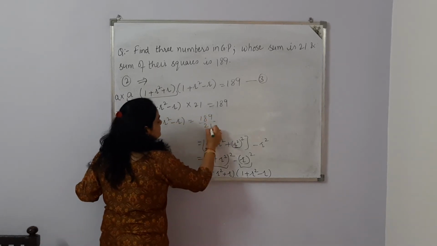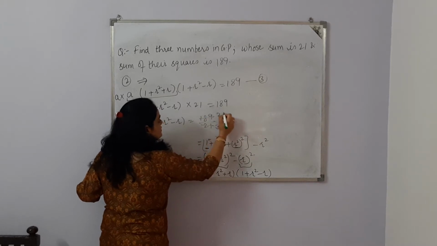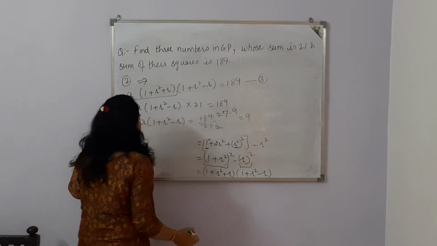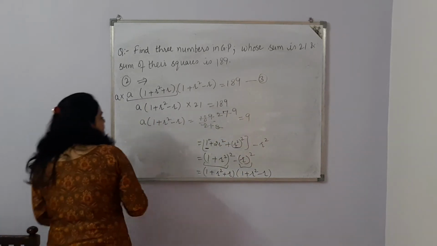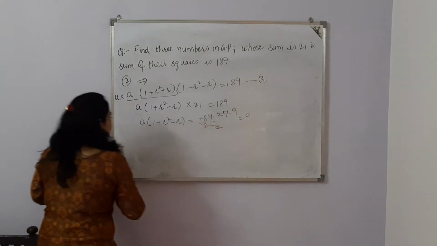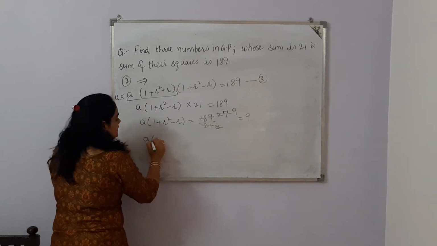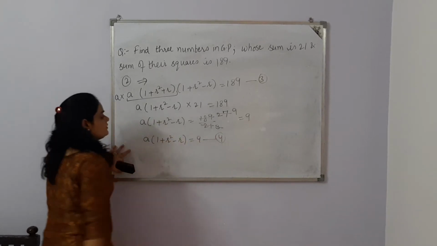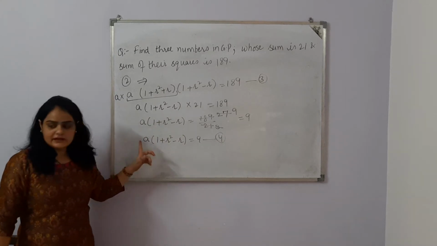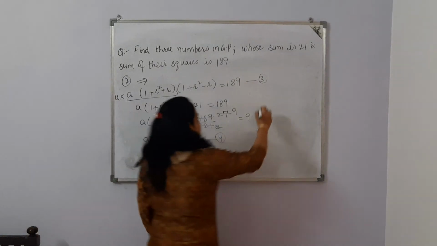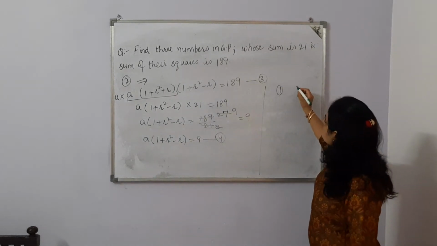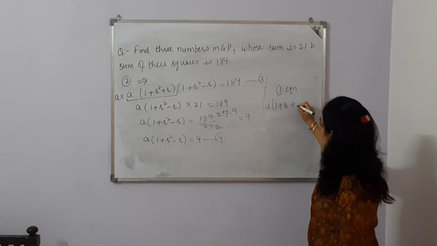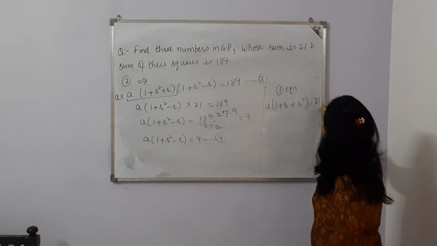189 divided by 21. 7 3s are 21, 7 2s are 14, 7 7s are 49, 3 9s are 27. It is 9. Now you have the value a into 1 plus r square minus r is equal to 9. This is your fourth equation. Okay, beta. Now this is your fourth equation, and the first equation was, what was first? It was a into 1 plus r square is equal to 21.